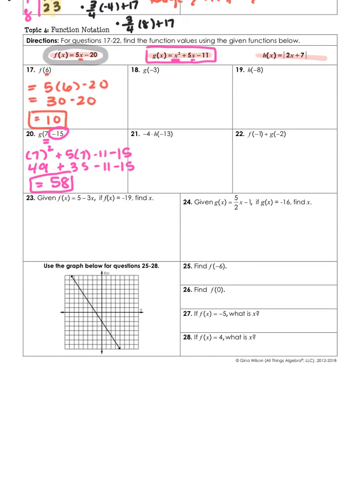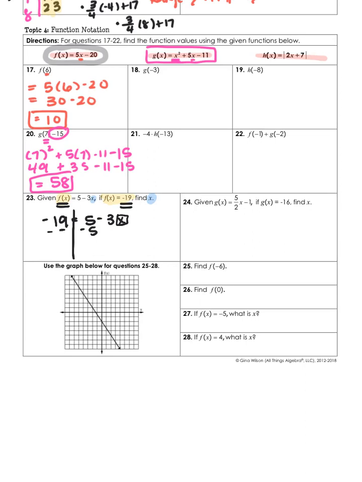For number 23, it says given f of x equals 5 minus 3x, if f of x equals negative 19, find x. So we're going to do the opposite here. I tell you what f of x is, and we're finding x. So we were given this part, and we're going to have to solve for the x, what I highlighted in blue. So I'm going to first substitute, I know f of x is negative 19. So I'm going to rewrite this: negative 19 equals 5 minus 3x. Then I'm going to solve this for x.